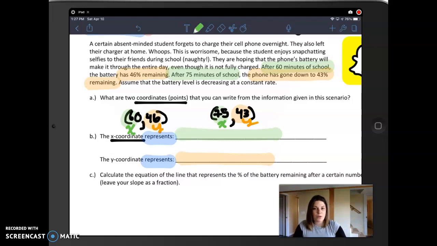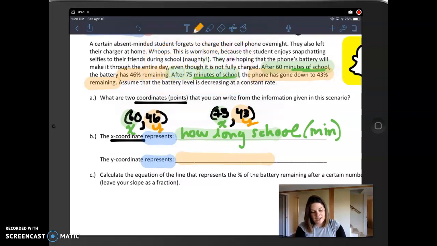So the X coordinate represents, and we can kind of see it in the question. It says 60 minutes, after 60 minutes of school, after 75 minutes of school. So this is how long you've been at school. So how long school has been, I'll just abbreviate it because I'm lazy. How long school, and we're using minutes. So we're going to abbreviate it just by saying minutes. All right, and then it says the battery has 46% remaining, and it's gone down to 43% remaining. So that is battery remaining.